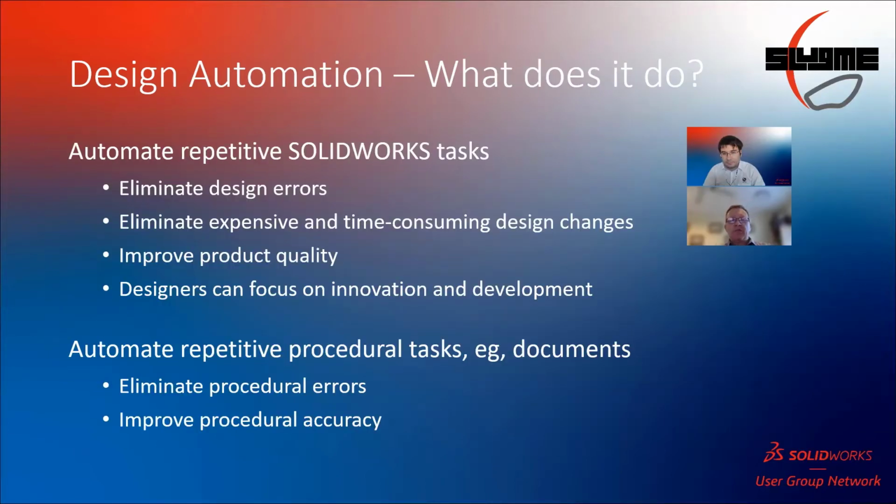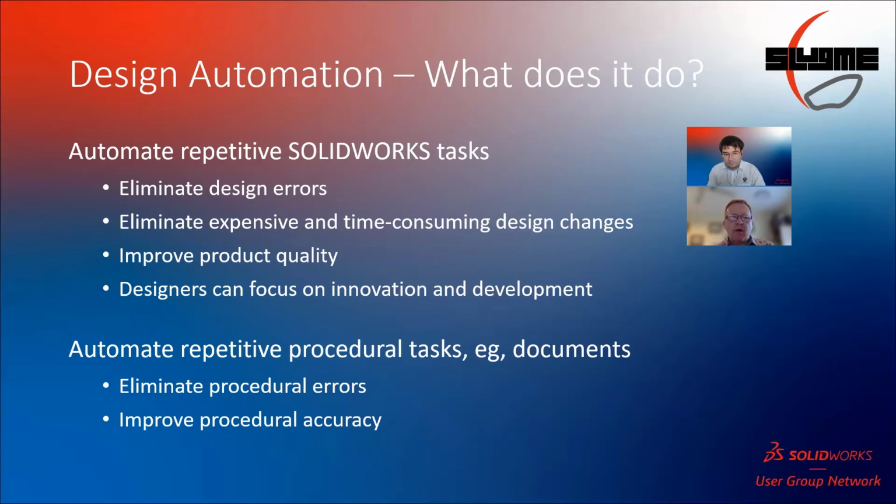So what exactly does design automation do, and how do we do it? Well, we automate the repetitive SolidWorks tasks. When you do that, you eliminate design errors because you're getting it right first time. You also eliminate expensive and time-consuming design changes, and you improve your product quality because you don't have those errors coming through. The designers can then focus on innovation and development. They're not tied down doing the mundane things over and over again that they can do almost with their eyes shut, so they can build better things.